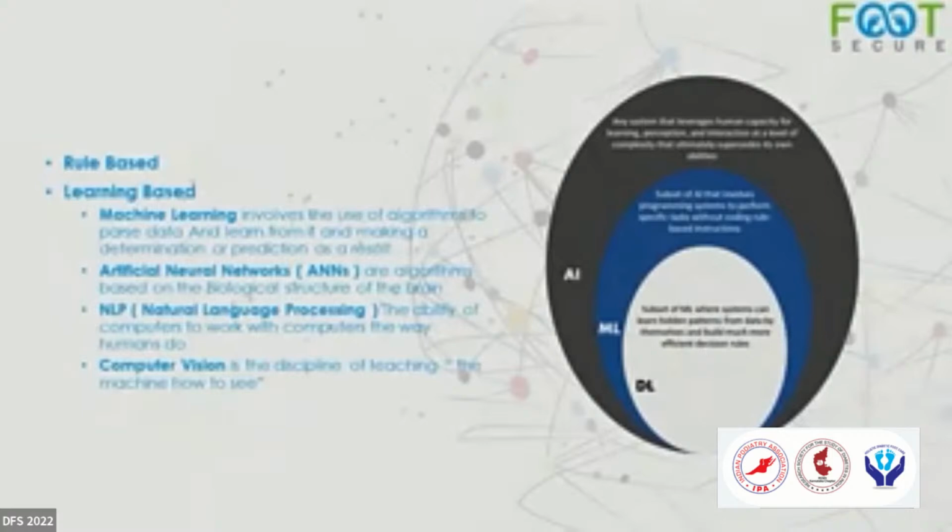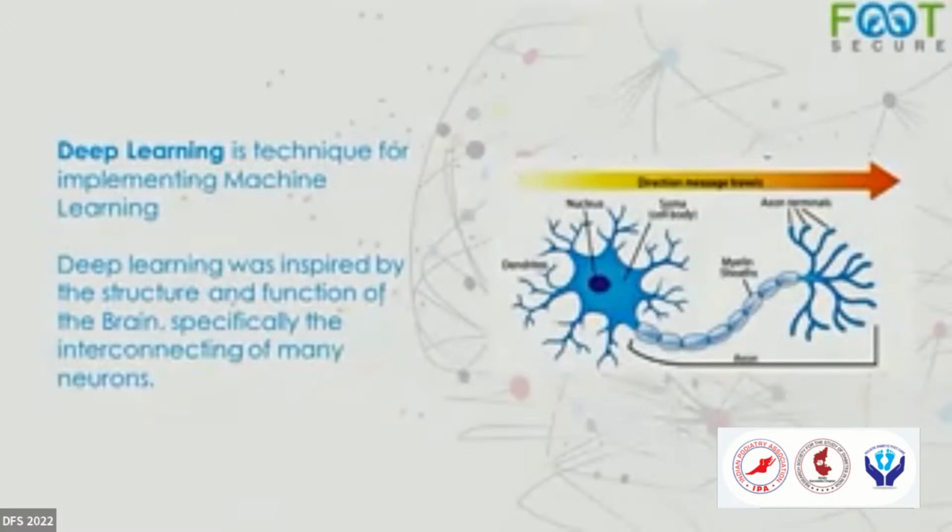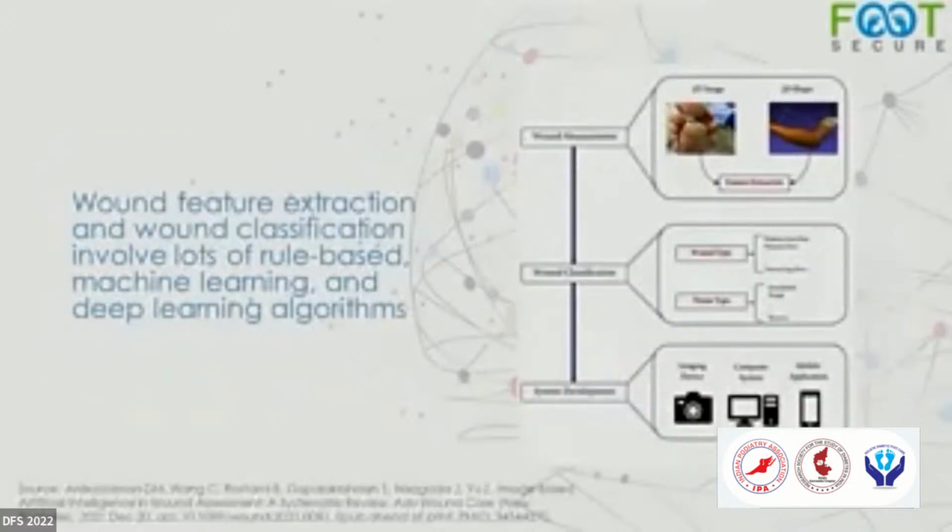Computer vision is something that is going to be useful in wound care, and natural language processing is also going to be useful in the wound care process. And last but not the least, what is going to drive healthcare and wound care is deep learning. Deep learning is a technique for implementing machine learning. It is based on, or inspired by, the neural networks, the structure and function of a brain, specifically the interconnecting of many neurons, as we know.